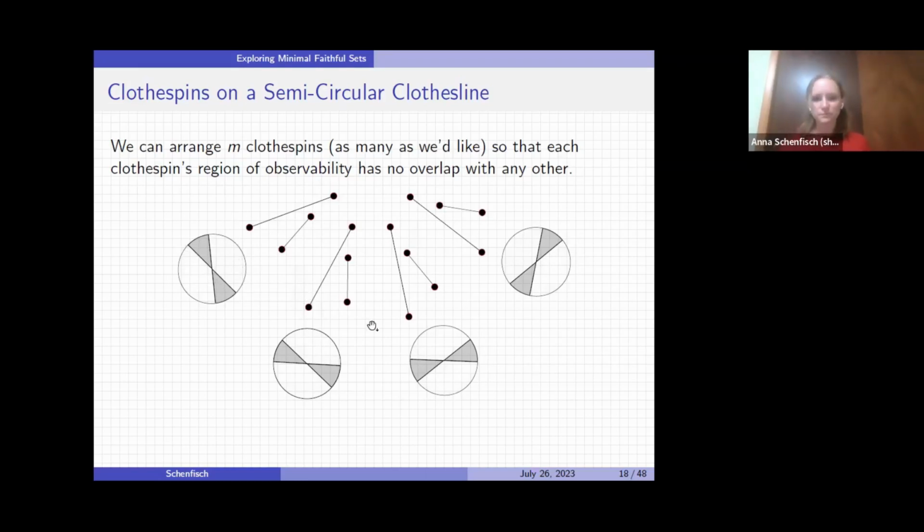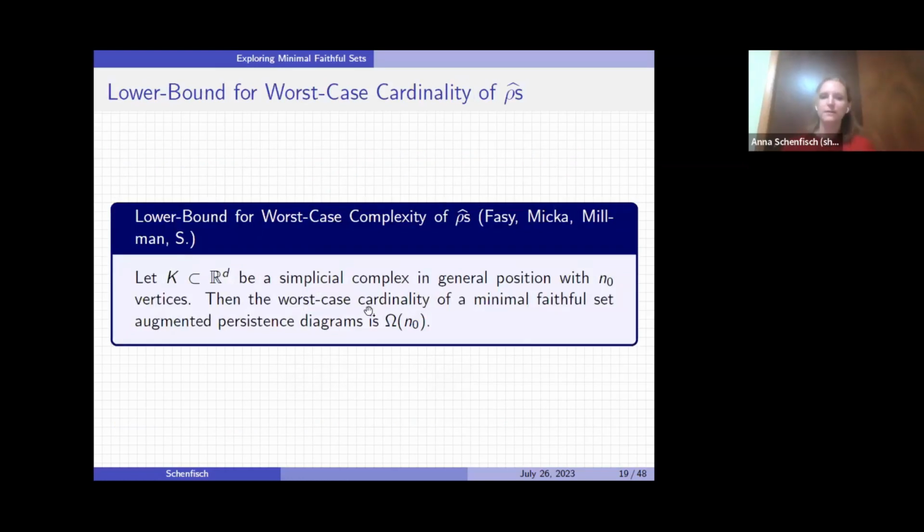So remember that in order to have a faithful set, we need a direction from each of these shaded regions. Well, that has to do with the size of the complex, and in particular, the number of vertices. So already we're seeing a number that's bigger than that mysterious D plus 1 that I was talking about. Here, D is 2. Okay, so to say it a little more formally, the worst case cardinality of the minimum faithful set of augmented persistence diagrams is bounded below, this big omega, by the number of vertices, n0.